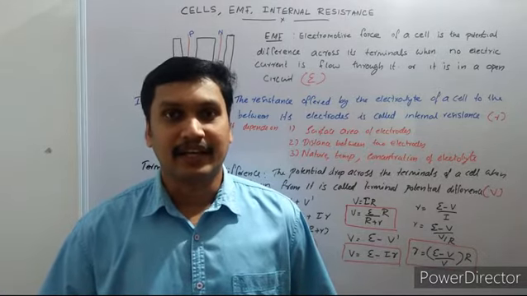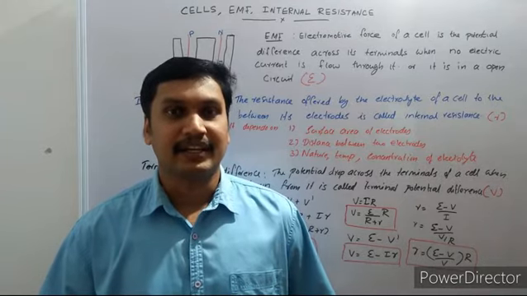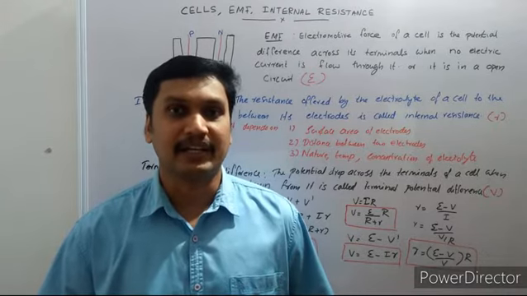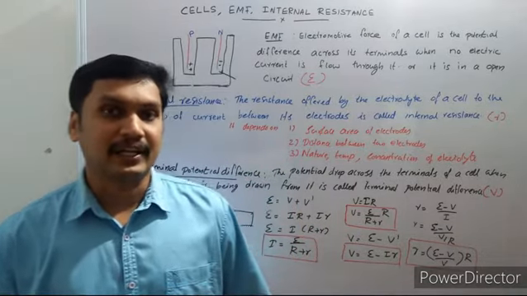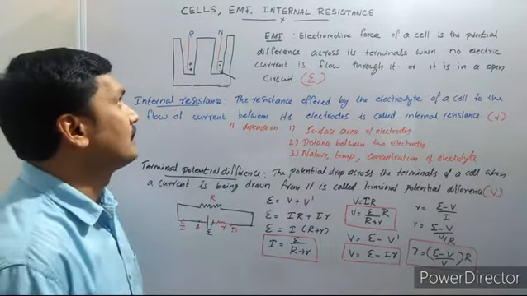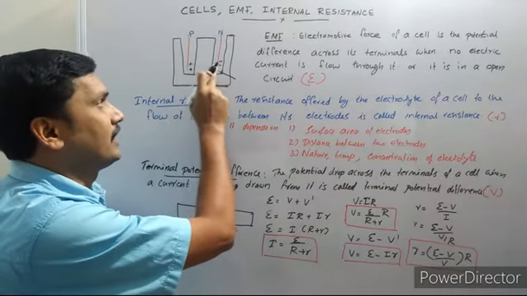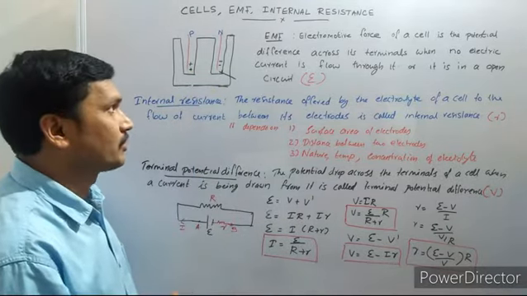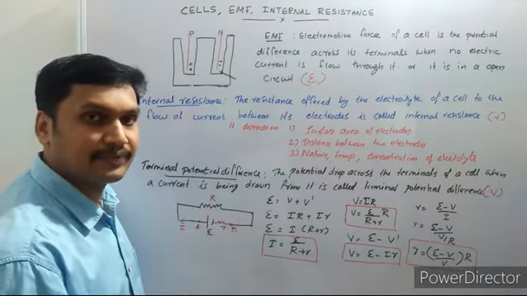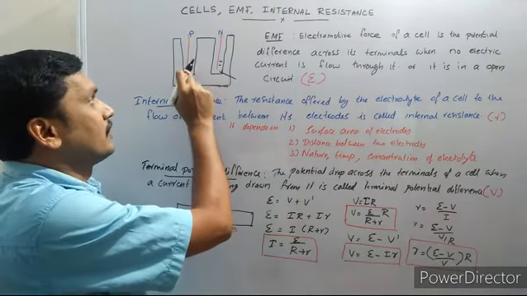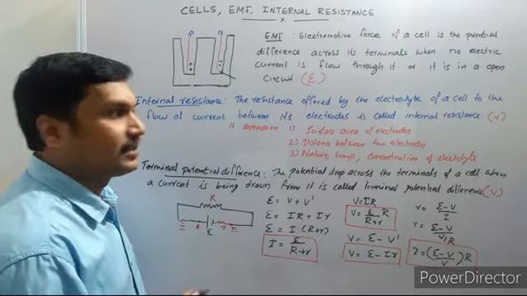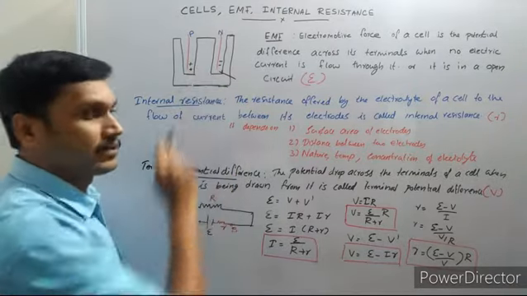You know that an electrolytic cell is a device which can maintain a steady flow of current through an electrical circuit. Every electrochemical cell or electrolytic cell consists of two terminals. One is the positive terminal and the other is the negative terminal. Usually these terminals are immersed in a fluid known as electrolyte. When they are immersed in an electrolyte, they can exchange charges with the electrolyte.